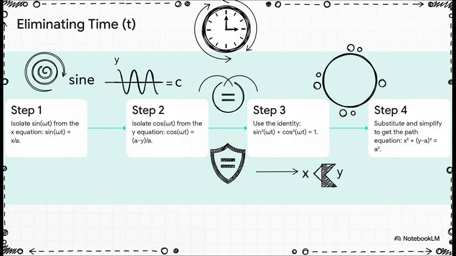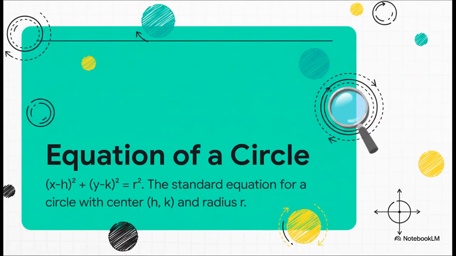Here's the strategy. We're going to take our x and y equations and rearrange them a little bit to get the sine and cosine terms all by themselves. Then, and this is the key, we use that one trig identity everybody remembers: sine squared plus cosine squared equals 1. We just plug our expressions in, and boom, we get an equation that connects x and y directly. No t in sight. And would you look at that? The result we get is x squared plus (y minus a) squared equals a squared.